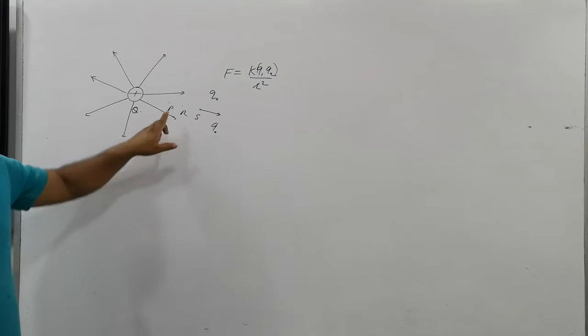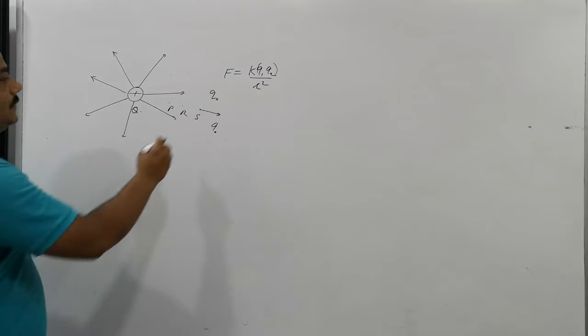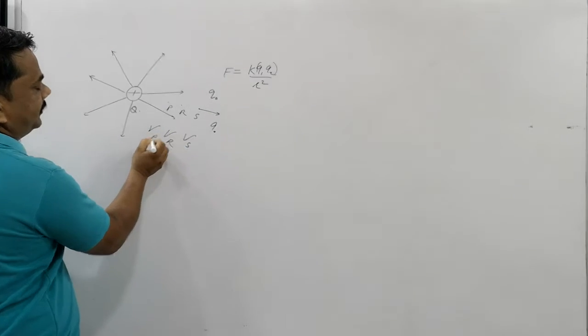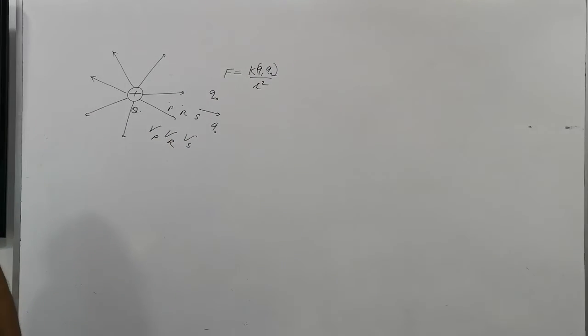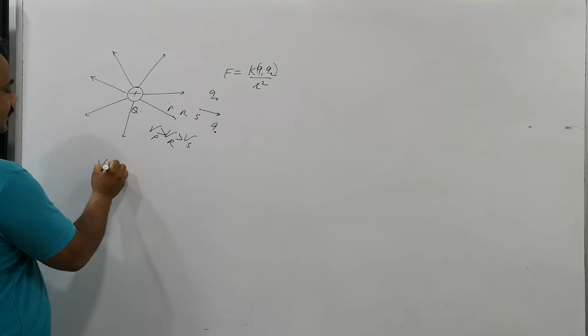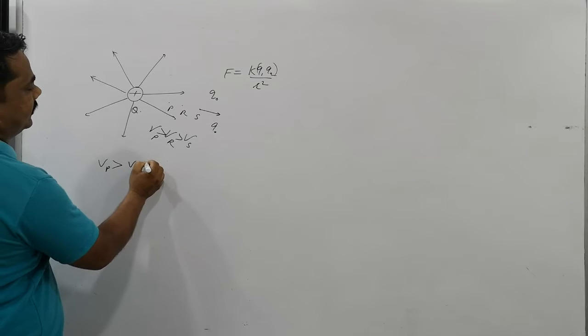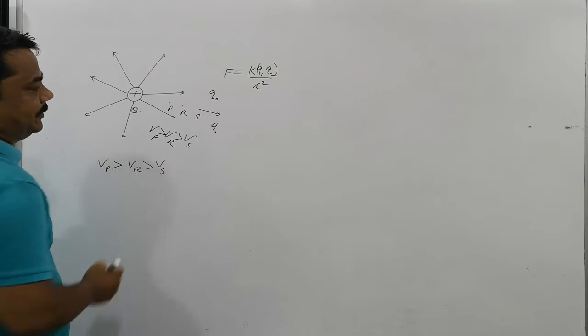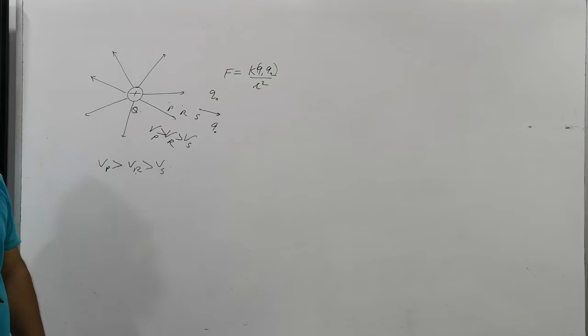So this is the potential at S, potential at R and potential at P. Where the potential is stronger, the potential will be greater at the P point. So potential at P is greater than potential at R, which is greater than potential at S. Is that clear now?